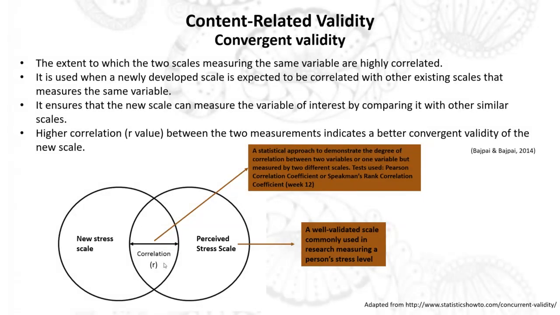The higher the score, that means nearer to 1, the higher the correlation between the two sets of data. For convergent validity, because I want to demonstrate my new stress scale is comparable to the perceived stress scale, I want the R to be as high as possible. This is convergent validity: the new scale measures the variable of interest, compared with another similar scale. A higher correlation, a high R value between the two measurements, indicates better convergent validity. The higher the R, the better the convergent validity. That means the two sets of data have higher consistency.